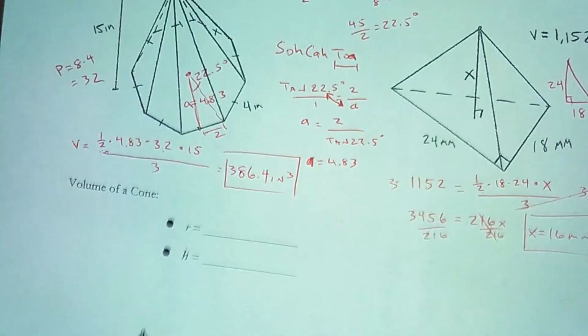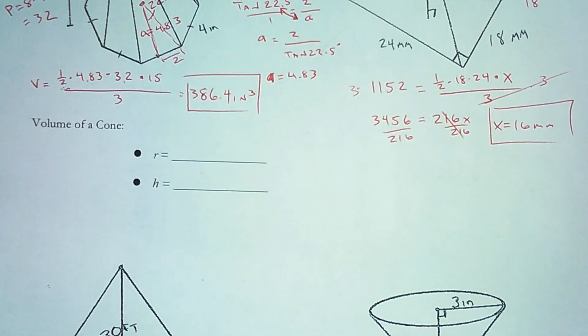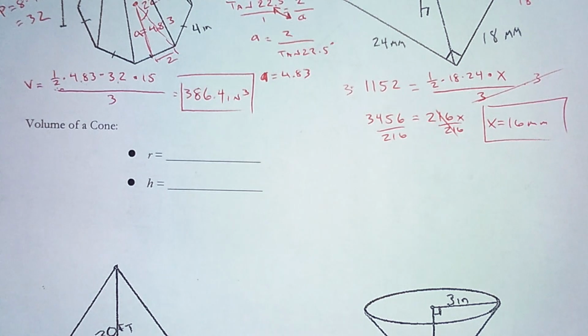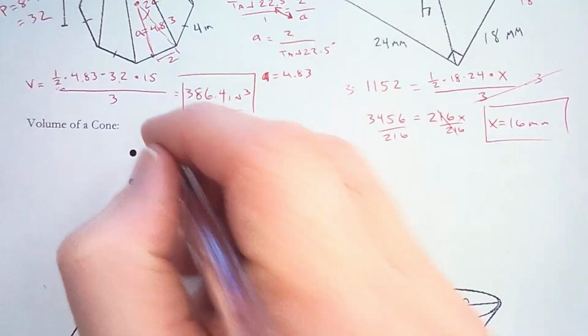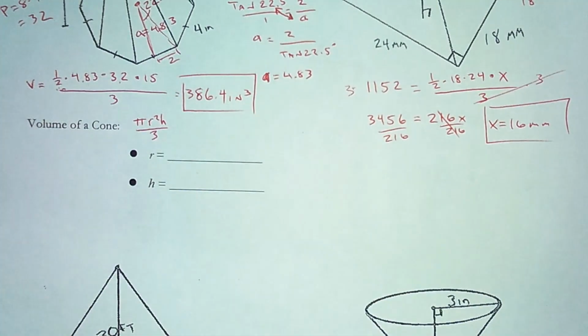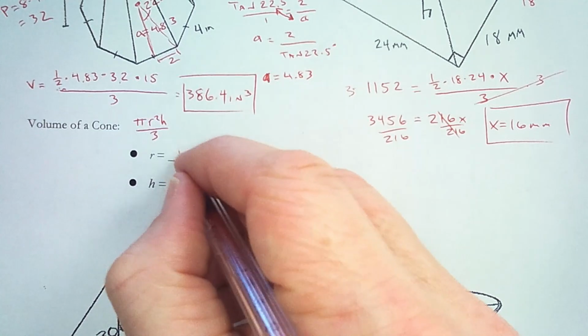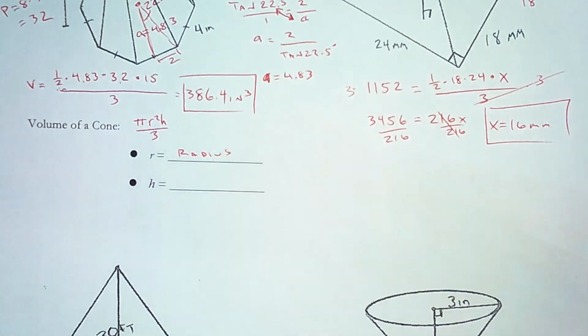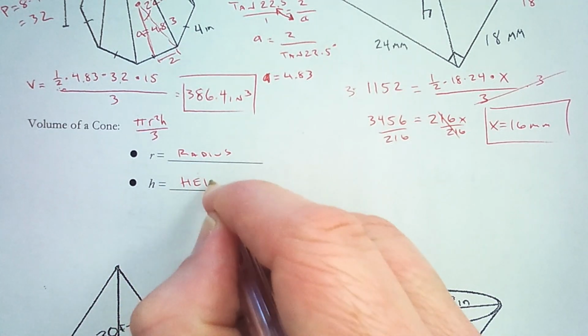So what we can get out of that is that the volume of a cone is 1/3 of the volume of a cylinder with the same height and the same base. So the volume of a cone is pi r squared h divided by 3, where r is the radius and h is the height.